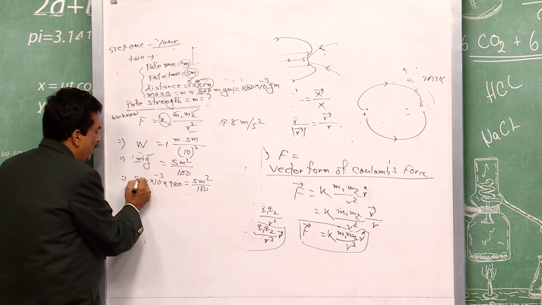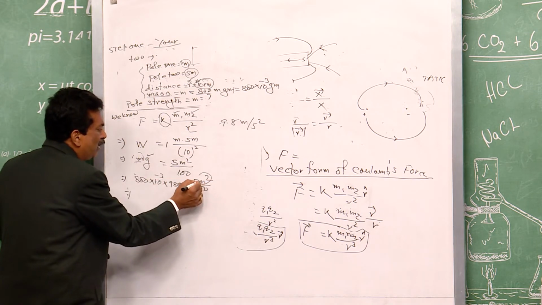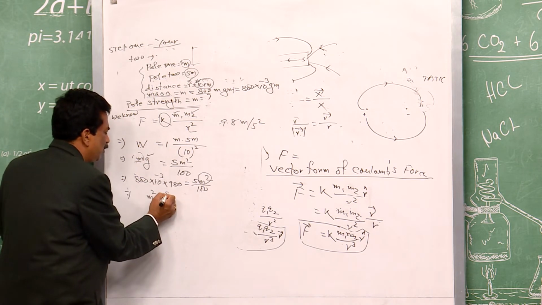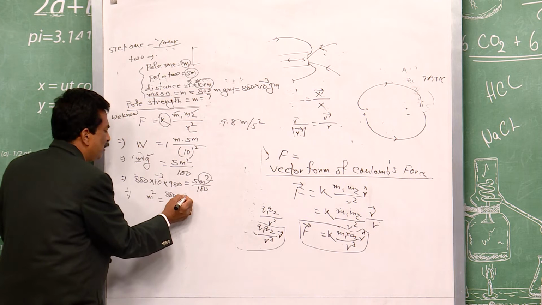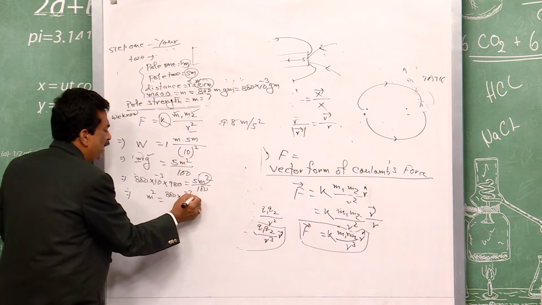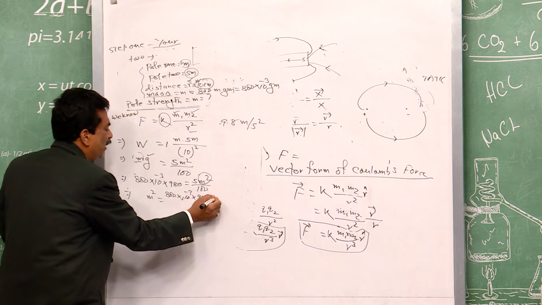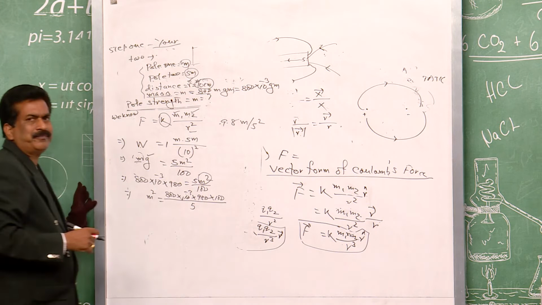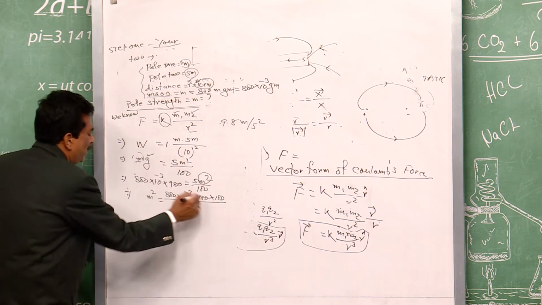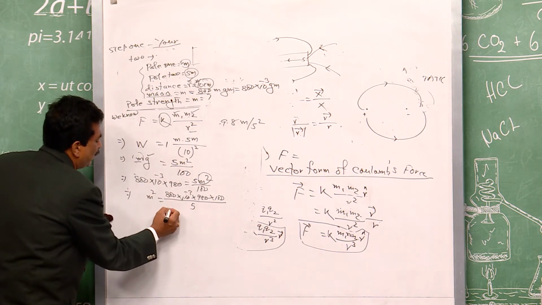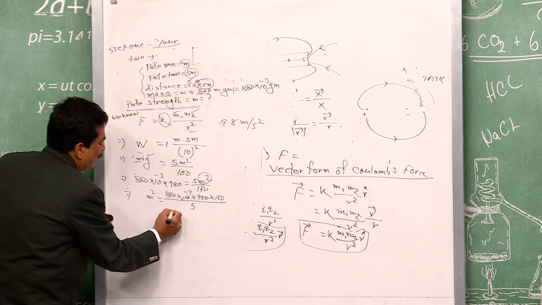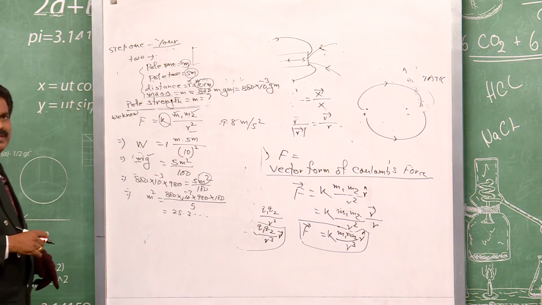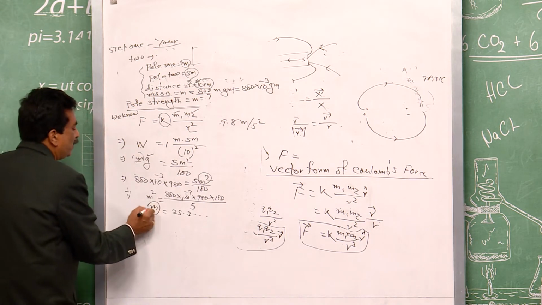What is the unknown value? Only unknown value is m square. Means m square is equal to 800 into 10 to the power of minus 3 into 980 into 100 divided by 5. And if you simplify this one, then this will give you nearly 25.3 of a certain value. And that is the value of m you will get.